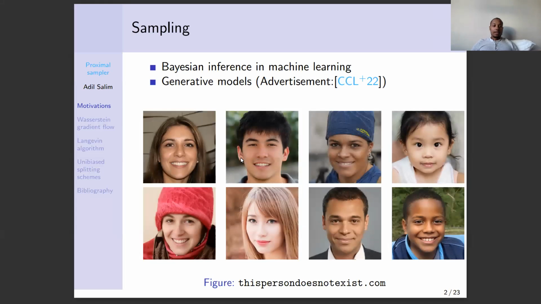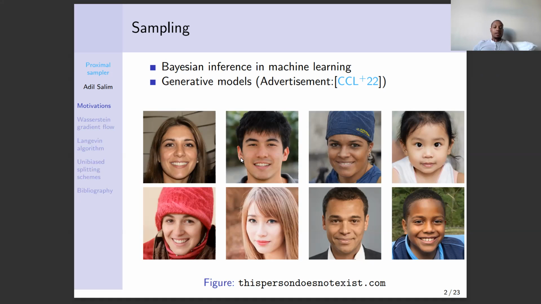Okay, so what is sampling? Sampling is the task of generating samples according to a target probability distribution. This arises in machine learning in mainly two settings. The first setting is Bayesian inference. In Bayesian inference, what we know about the target distribution is basically the density or the log density. With this knowledge, we want to generate samples according to the target distribution.